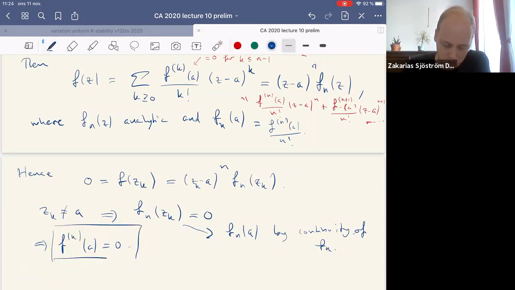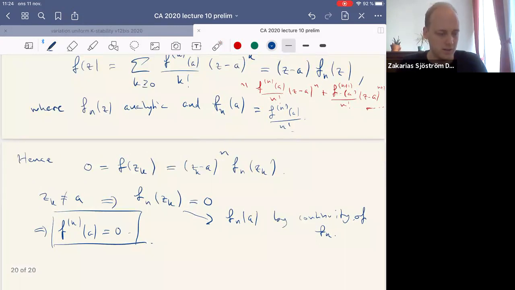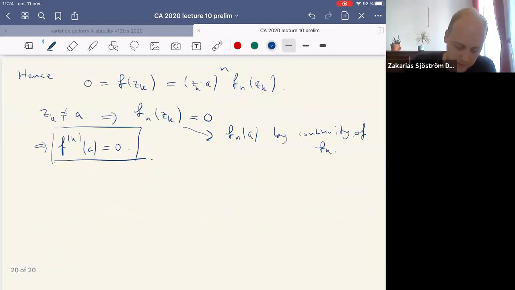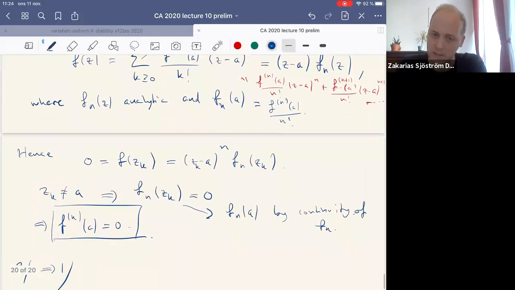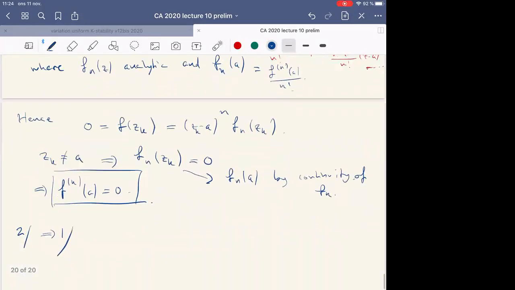Okay? So using this, of course, it implies that all of the derivatives are 0 for all n. And so this proves that 3 implies 2, because the second point was that all these derivatives vanish. Okay, so any questions about that? Was it clear in the end? Yeah, it's clear. Okay, thank you.